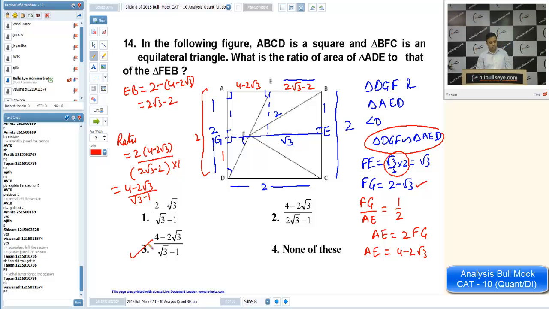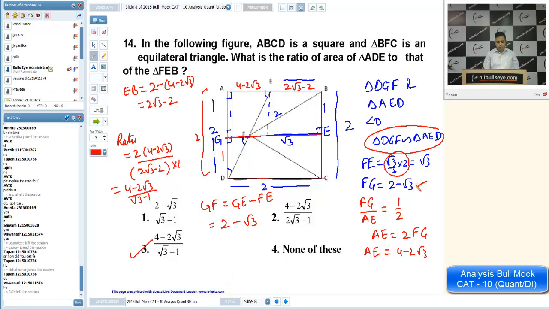Okay, about FG: GE is nothing but equal to the length DC. Since DC is 2, GF will be equal to total GE minus FE. Total GE is equal to 2 and FE is root 3. So that is why GF is equal to 2 minus root 3.